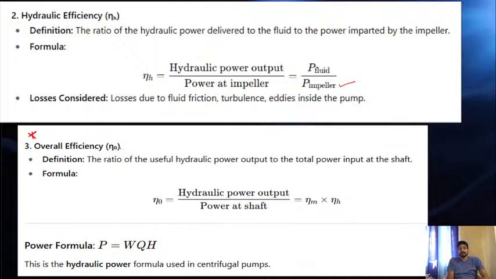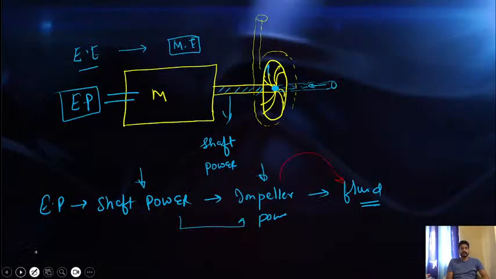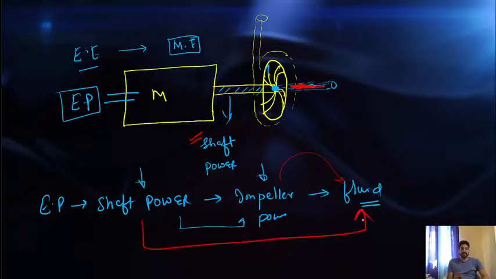Overall efficiency. Overall efficiency means what is the power of the shaft and out of which what power I am getting in the fluid. यहां से अगर मैं डायरेक्ट कंपैरिजन करूं, that is defined as the overall efficiency. These are the in between efficiencies.